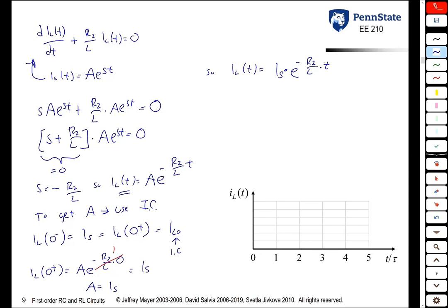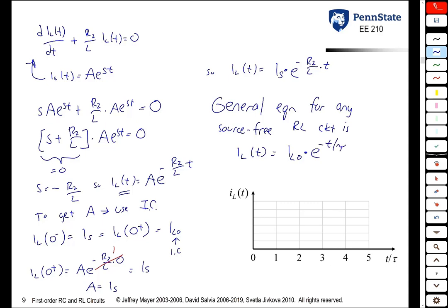This is a specific answer for this circuit. The general equation for any source-free RL circuit is the current through the inductor after the discontinuity is some initial condition times e to the minus t over tau. Once again, there are two key parts here. This is the initial current, and this tau is going to be the time constant. It's going to dictate how quickly the current dissipates to zero. So plotting this, we're going to have a constant current up to time zero, so our initial condition, and then at time zero, the current is going to decay exponentially like that.